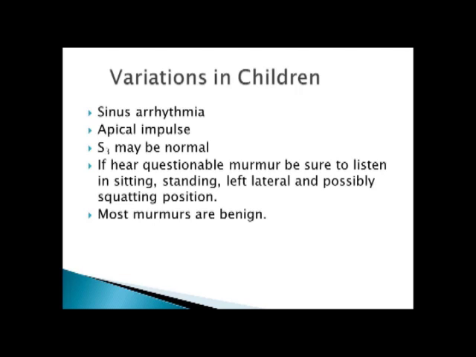Remember the apical impulse location: under 8, it's at the 4th intercostal space, midclavicular line; over 8, it's at the 5th intercostal space. The S3 may be normal, and it's kind of a vibration. An S3 is considered a vibration. So that is a possible normal that you would have because kids have thinner walls of the heart.